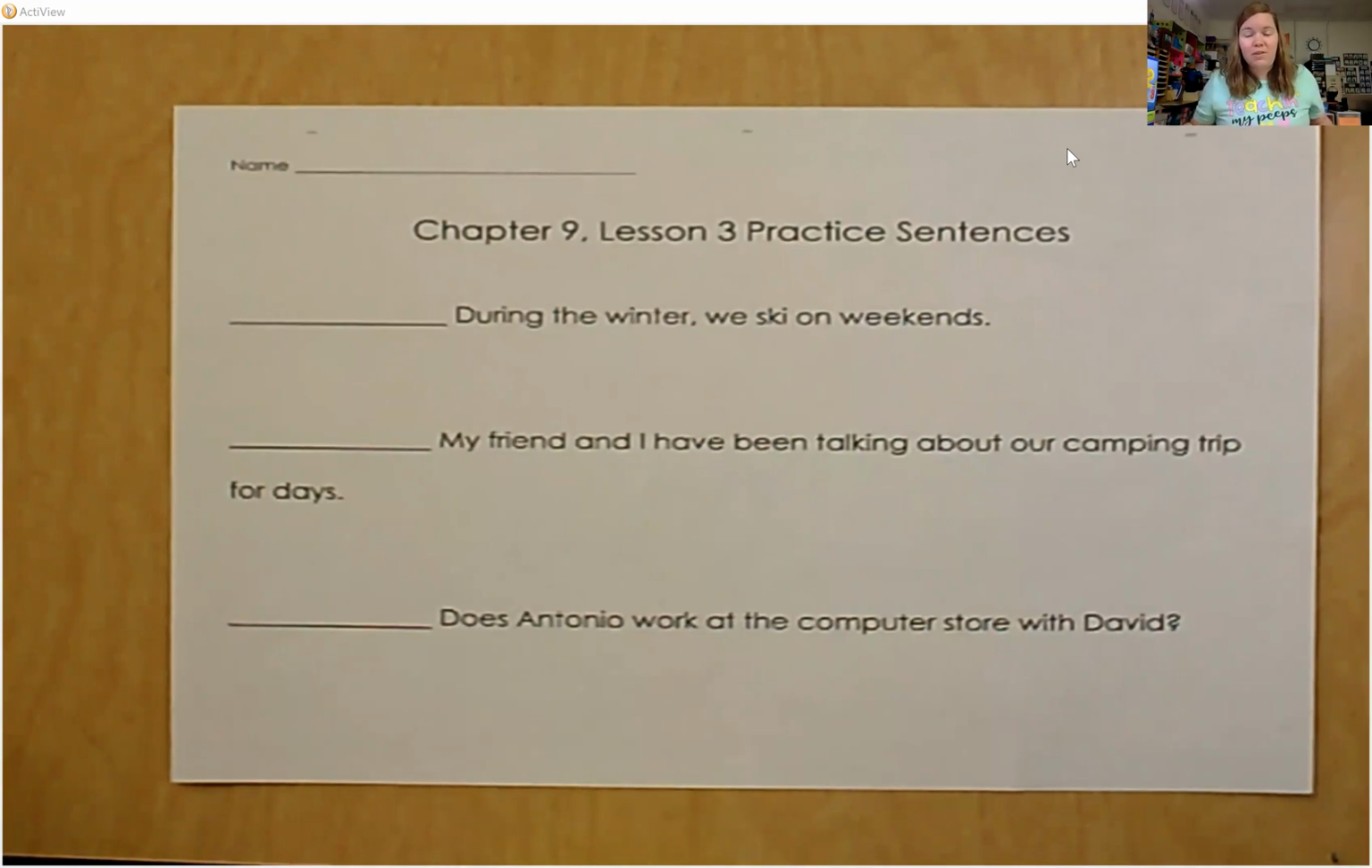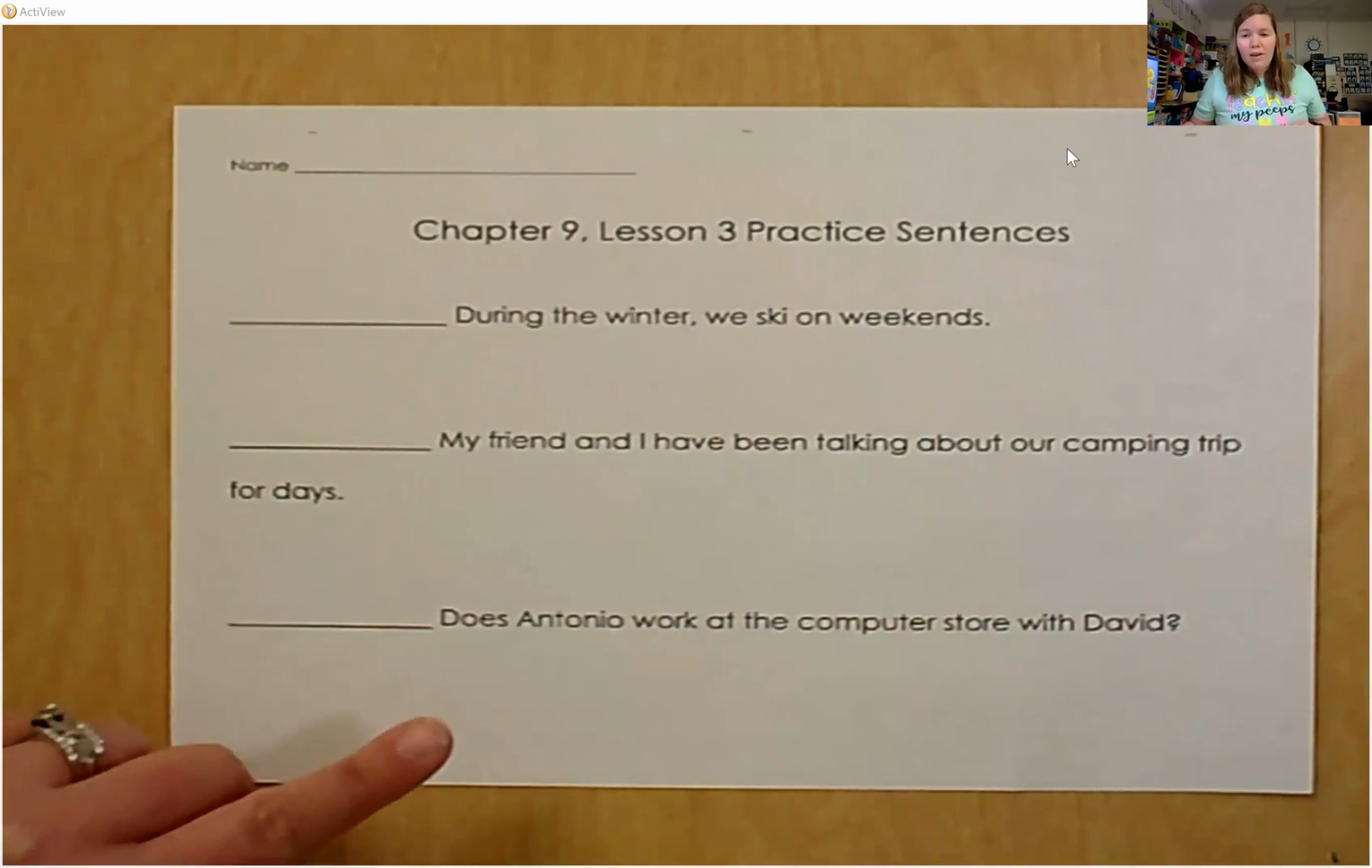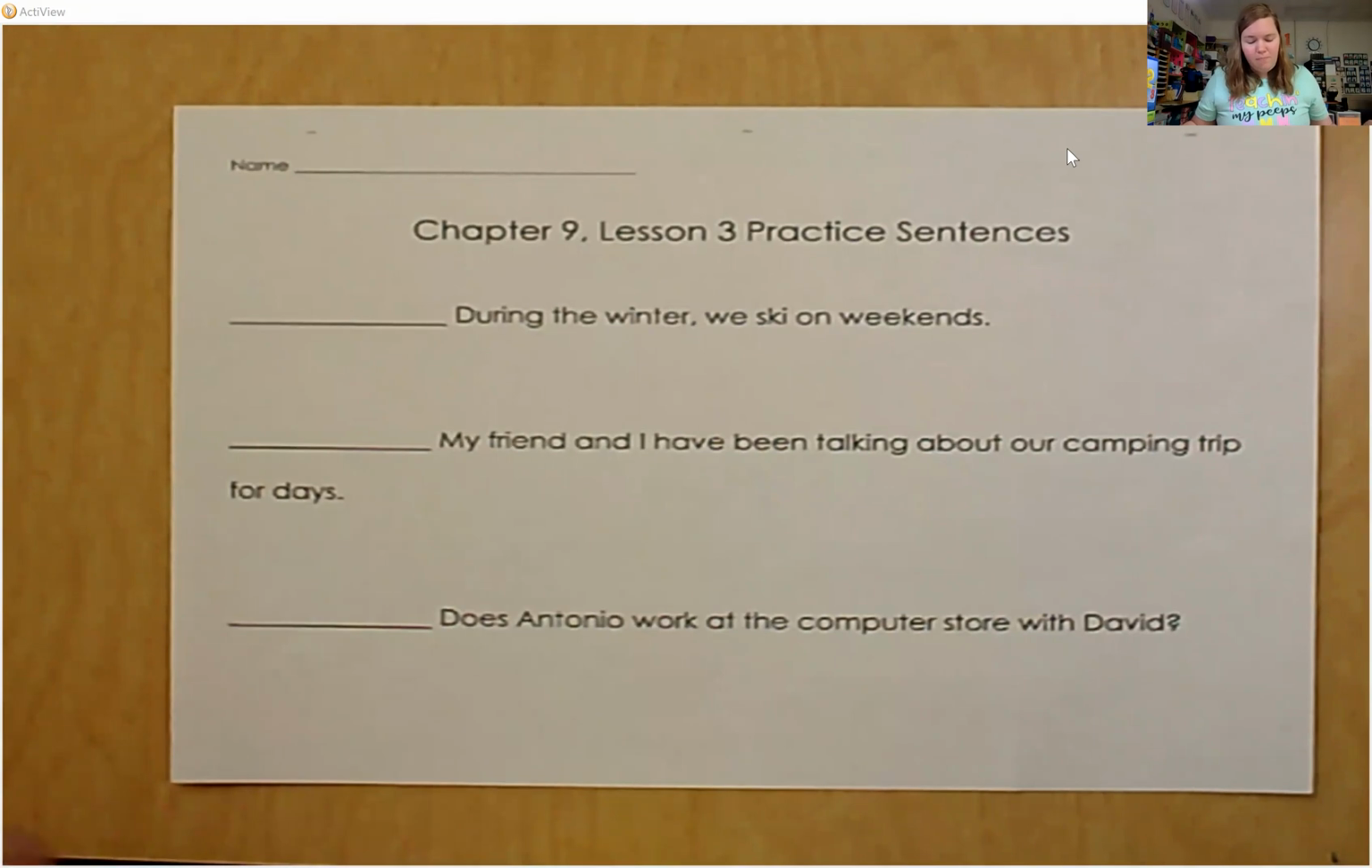We are actually going to start with a review and do 3 practice sentences together. And then today we are actually going to start talking about editing and using quotations. So we're going to do this worksheet together first. Let's go ahead and do the first sentence together. During the winter, we ski on weekends.